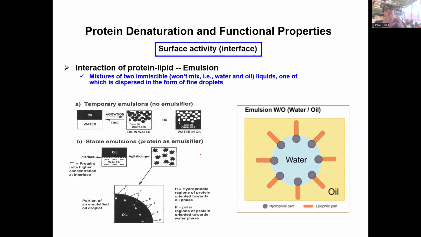You can form a temporary emulsion by just homogenization. So if it is oil in water, you break the droplets by homogenizing them, and the more work or force you put into homogenizing, the smaller your droplets are, and you will form an emulsion. But if there's nothing to stabilize the emulsion, you get phase separation.